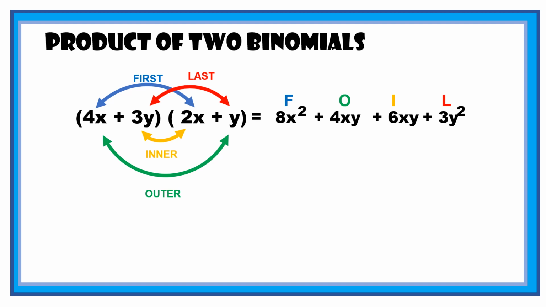So this is not yet the final answer. We will combine the similar terms. So we have 8x squared. Then combining the similar terms, we have 4xy plus 6xy is 10xy. Then we have 3y squared for the last term. So this is now the final answer: 8x squared plus 10xy plus 3y squared.